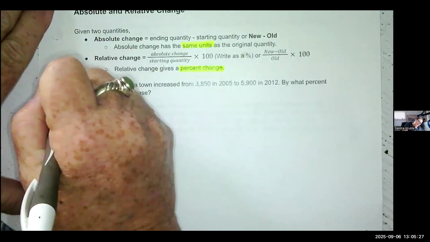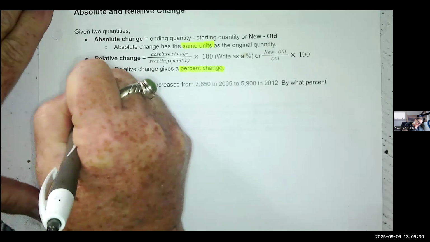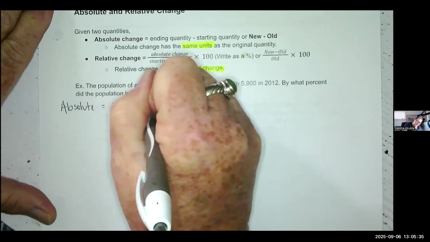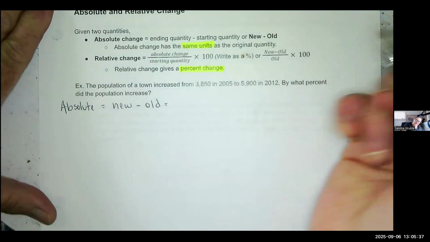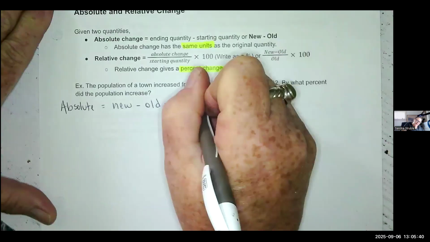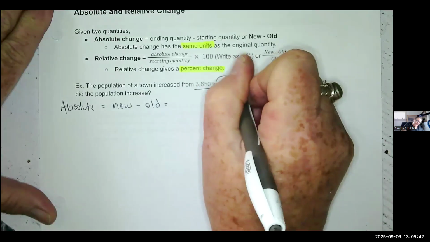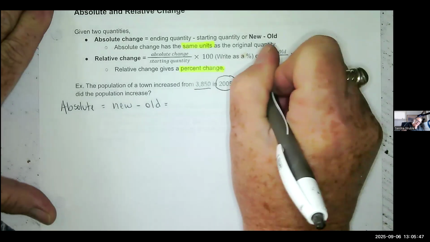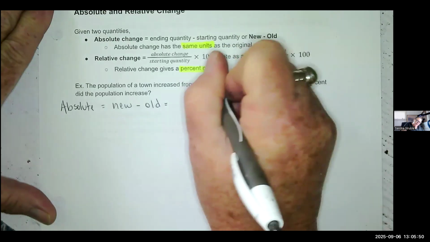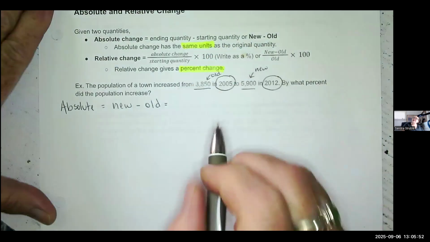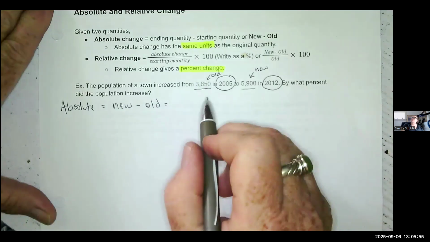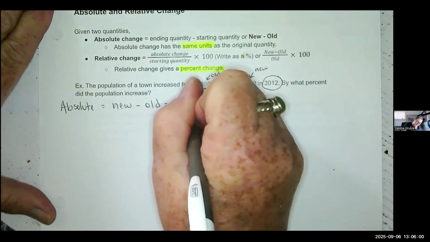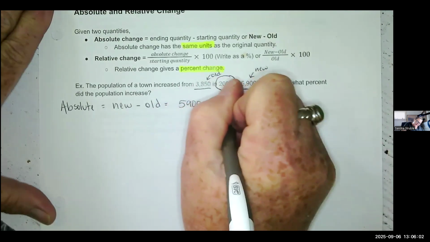So for your absolute change, it's going to be your new quantity minus your old quantity. And the new quantity just has to do with years. So 3850 happened in 2005, and 5900 happened in 2012. So this is your new and this is your old. Once you get these written, what's new and what's old, you never have to go back and read this again. So 5900 minus 3850.